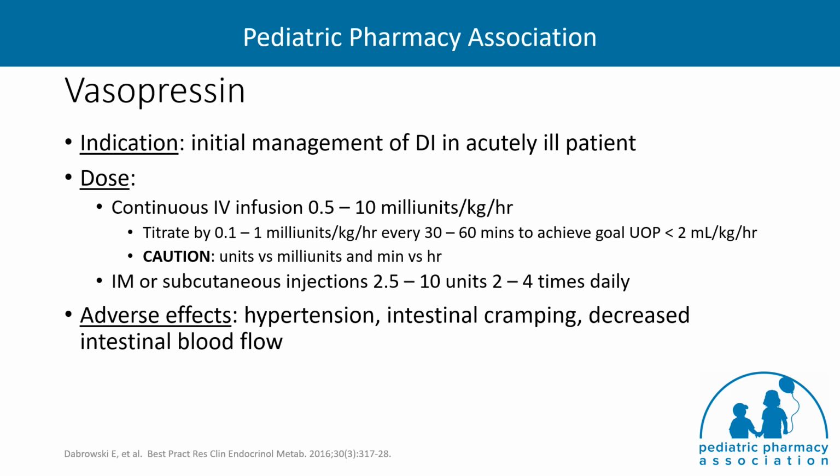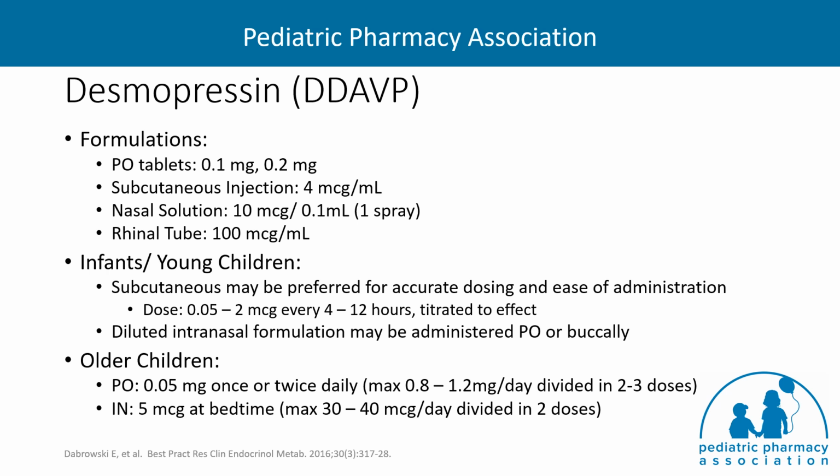The major side effects of vasopressin include hypertension, intestinal cramping, and decreased intestinal blood flow. Desmopressin, or DDAVP, has a longer half-life than vasopressin, so it is often preferred for chronic management of central DI, but this makes it more difficult to adjust the dose in the acute phase. DDAVP is more specific to the V2 receptor than vasopressin, which leads to a lower risk of hypertension.